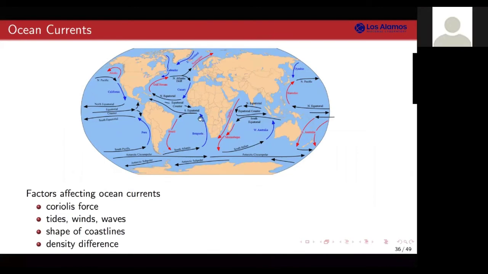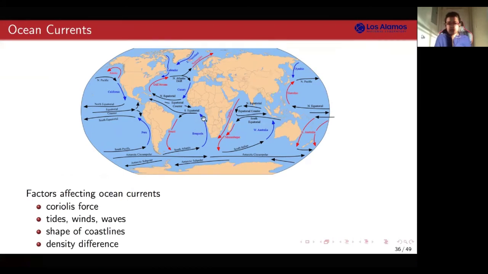So here, basically, you can see this is a projection of the Earth system, and the arrows denote ocean currents. Now, what are the factors affecting the ocean currents? First is the Coriolis force. And then we have tides, winds, and waves. These affect the mixing in the oceans and thus control the currents.